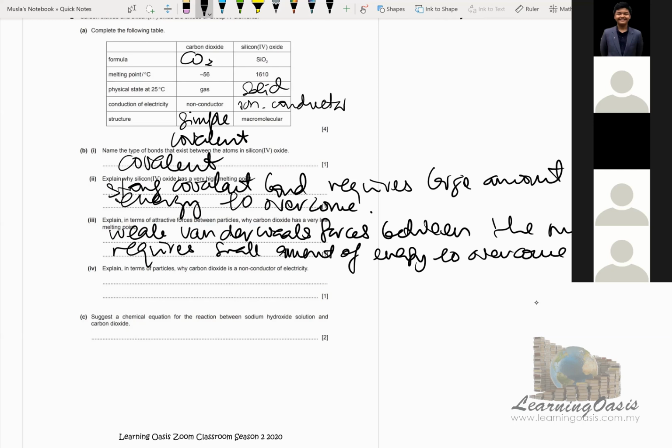Now explain in terms of particles why carbon dioxide is a non-conductor of electricity. There are no free moving ions. No free moving ions, right? So carbon dioxide does not have free moving ions.